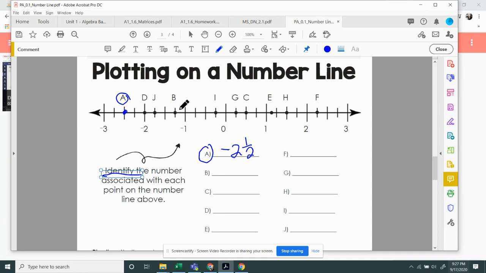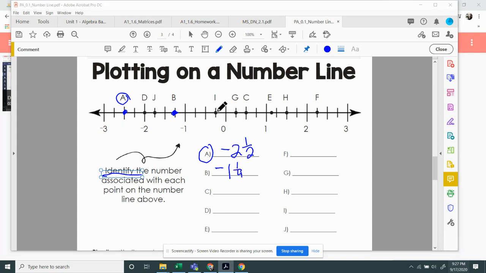B on the number line would be right here. So I have -1, which is here, and I have 1, 2, 3, 4 parts. The area between -1 and -2 has been divided into 4 parts. B is at the first one of those parts, so that is 1/4. So we have -1 and 1/4.